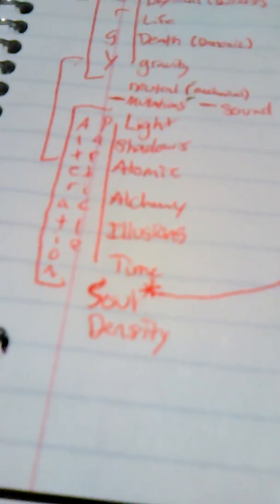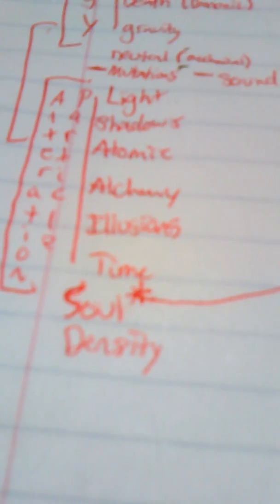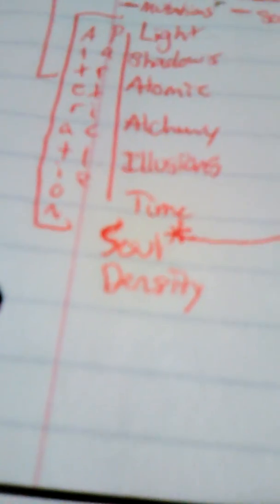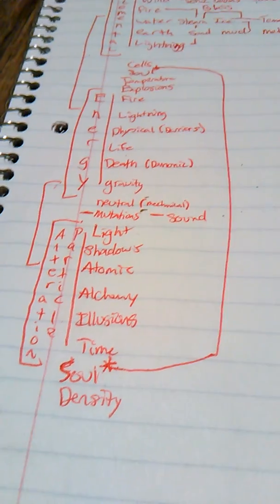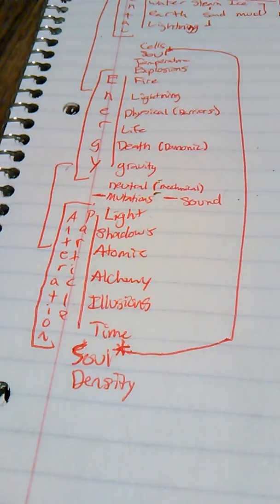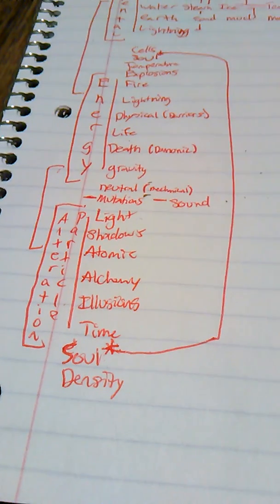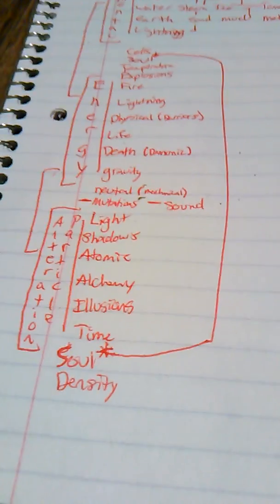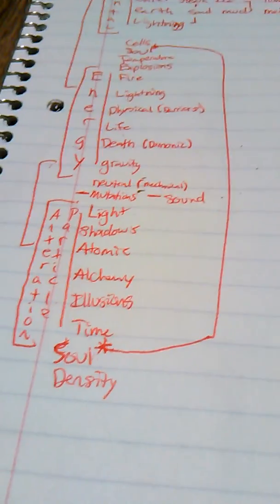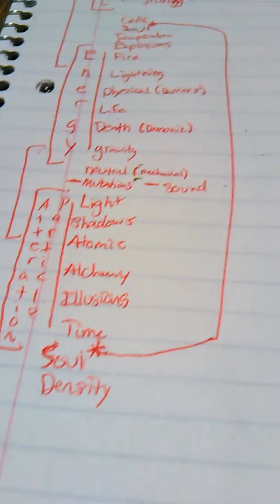With particle alteration, you got light, shadows, atomic control, alchemy, which I'll explain in a second, illusions, time, souls, and density. Now you notice souls are connected into two different spots, and that's because it actually requires both energy and particle alteration control to actually completely do soul control or alteration or anything to do with the soul, really, besides having one.